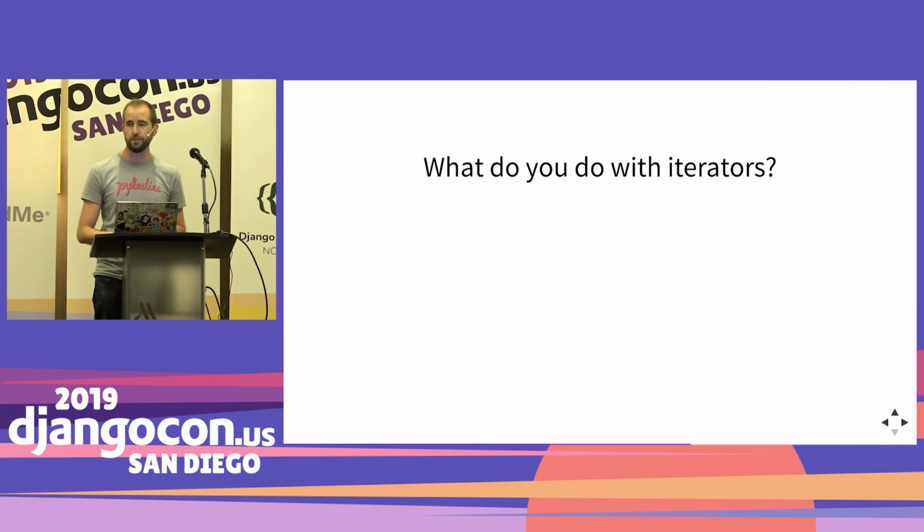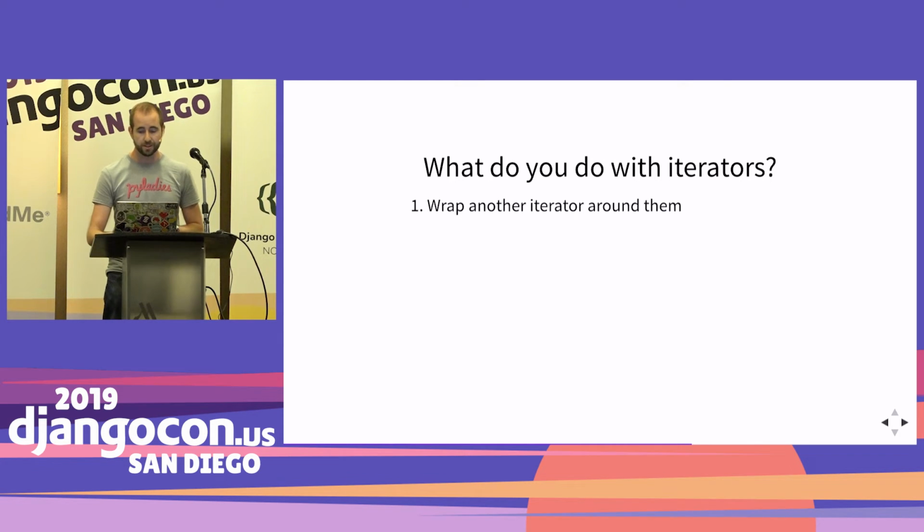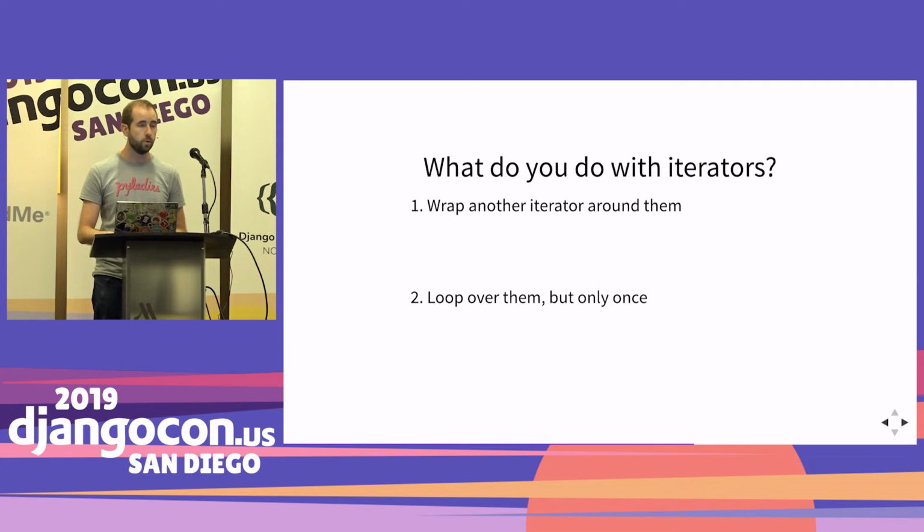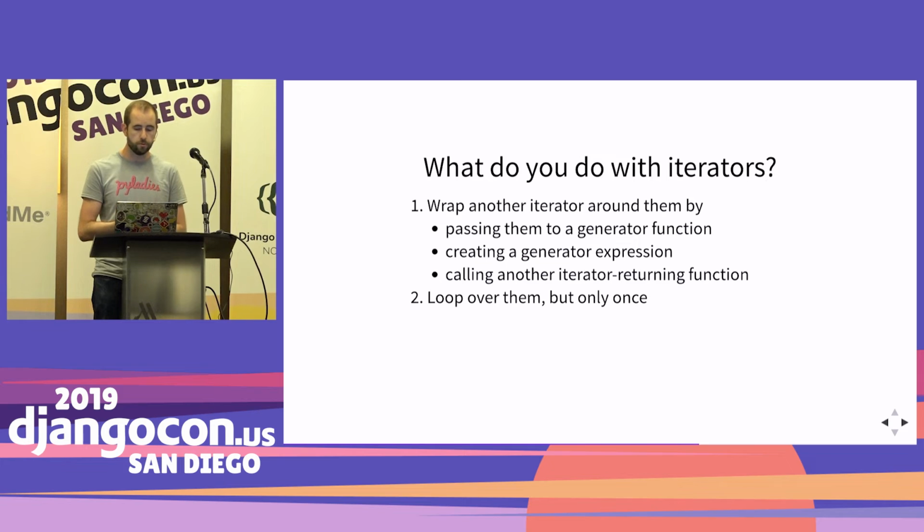There are two general things that you can do with an iterator. You can wrap it in another iterator as many times as you'd like. And the last thing that you'll always do eventually is loop over the outermost iterator, but only once, because once you've looped over it, it's exhausted. There are three ways to wrap an iterator. The first way is to pass it to a generator function, or you can pass it to a generator expression, or you could pass it to some other function that will return an iterator back to us, like csv.reader did.